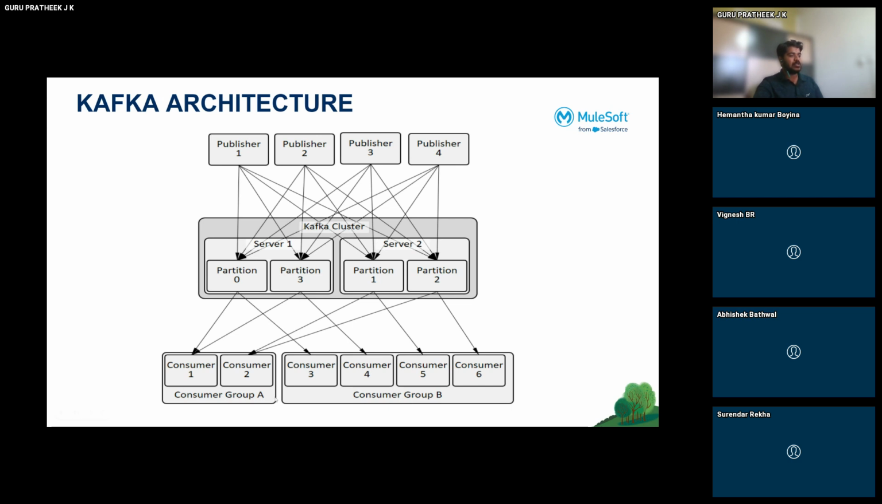When it comes to consumer group A, here we have two consumers. So here it's being split. One consumer will read from two partitions, and another consumer will read from the remaining two partitions. And one good thing about Kafka is that consumer group A and consumer group B are completely independent. That means whenever consumer group A consumes a message, the same message is also available for consumption in consumer group B.